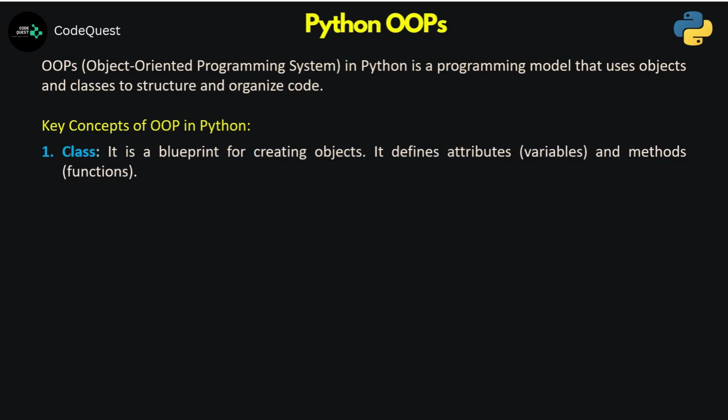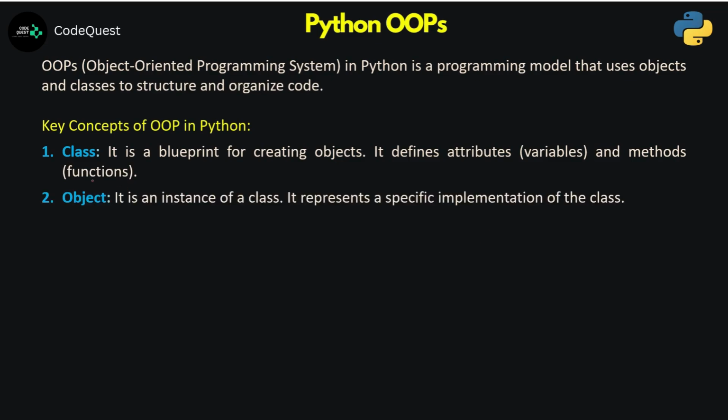The first one is the word called class. A class is considered to be a blueprint for creating multiple objects, and basically it is going to define attributes, which are otherwise called your variables, and methods, which are otherwise known as your functions. So a class is basically a combination of two things: one is a variable, the other one is a method. In other terms, we can also say that a class is a collection of similar type of objects.